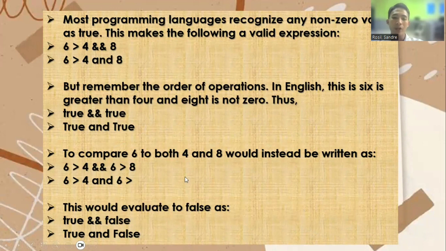Another example, to compare 6 to both 4 and 8 would instead be written as 6 is greater than 4 and 6 is greater than 8. So this would evaluate to false. Makikita natin sa una true and the second is false, kasi pagdating ng 6 is greater than 4 and 6 is greater than 8, wala siyang kapares, so it is false.